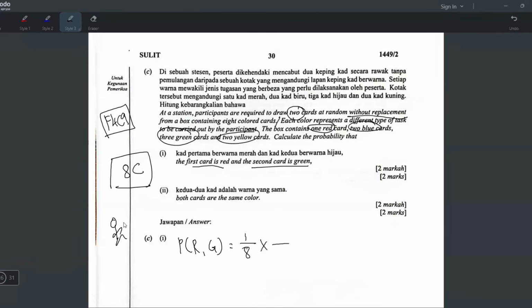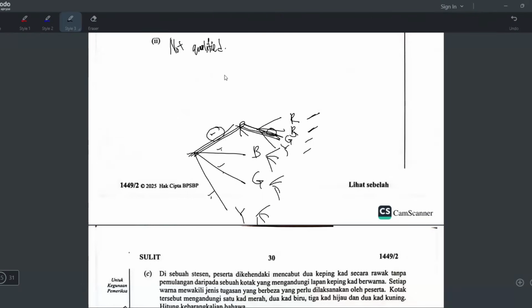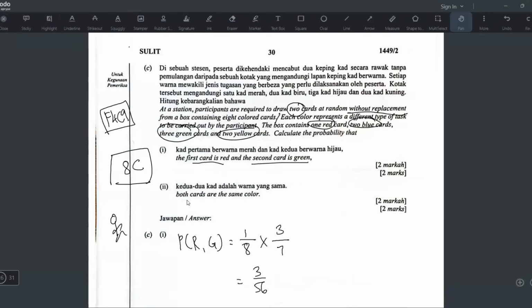But you have to multiply with the second green. When you draw the second time, it will not be over 8, it will be over 7. There's only 7 left inside the box, because without replacement. So the total must be minus 1. Then what happened to the number of green cards? Still 3, because just now what you got is red. So it's 1 over 8 times 3 over 7. This will give you 3 over 56, and that's the answer. That means for number 1, we only do red green. The rest no need to calculate.